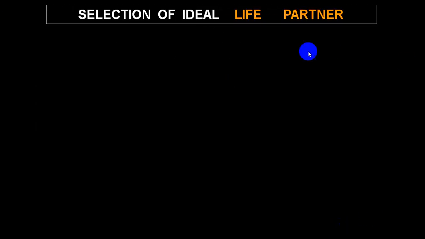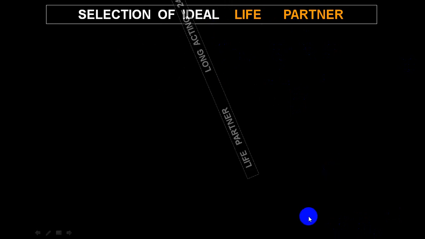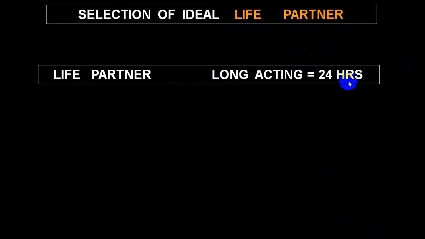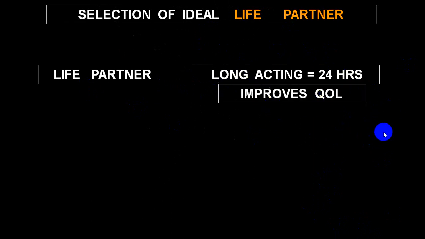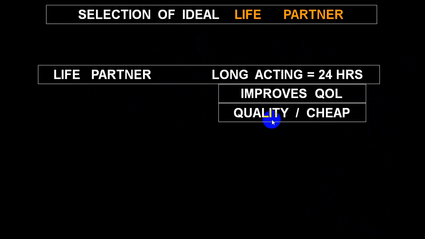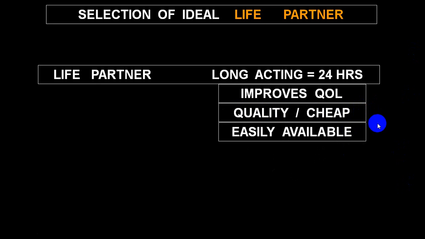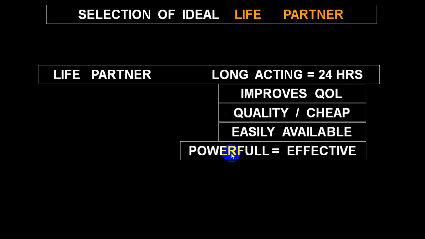And selecting a drug is like selecting a life partner. You want a life partner who should be long acting for 24 hours. That is, you select a drug which has a 24 hours action, which improves quality of life. It should be of very good quality, meaning from a standard pharmaceutical company, and relatively cheap. This is very difficult, because if you want good quality, they are usually expensive. But good quality with a low price are the best drugs, because they can be available for any person. It should be easily available in any corner of the country. It should be powerful and effective, and effective for 24 hours.